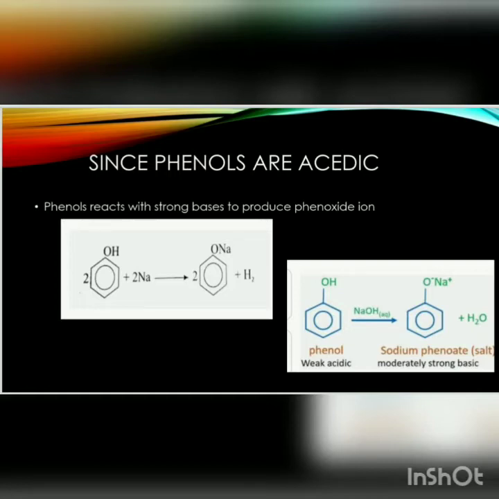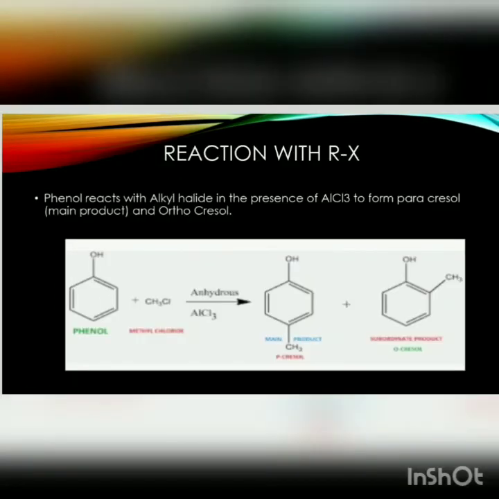The second reaction is the reaction with RX. RX is nothing but any alkyl halide, where R is an alkyl group and X is a halogen, that is, fluorine, chlorine, bromine or iodine. Phenol reacts with methyl chloride in the presence of anhydrous AlCl3, aluminium trichloride, to form paracresol as the main product and orthocresol as a small product.